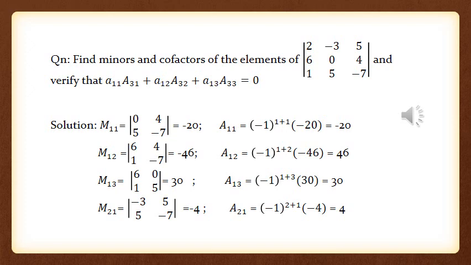Similarly, M13 is the minor of the element 5. The row containing 5 is 2, negative 3, 5. The column containing 5 is 5, 4, negative 7. So we have determinant 6, 0, 1, 5, that is 30 only. Then multiplied by negative 1 raised to 1 plus 3, we get the cofactor A13. Similarly, we can get M21 and A21. It is worked out for you. M21 is negative 4. A21 is equal to positive 4.